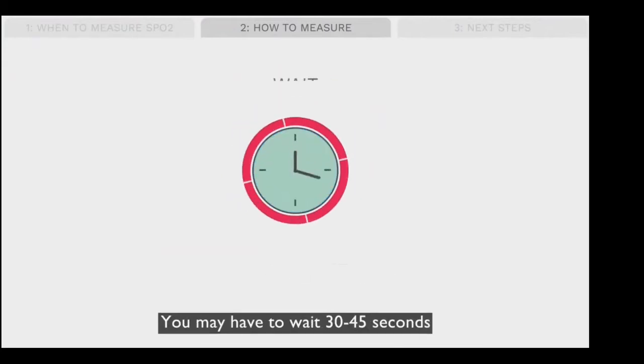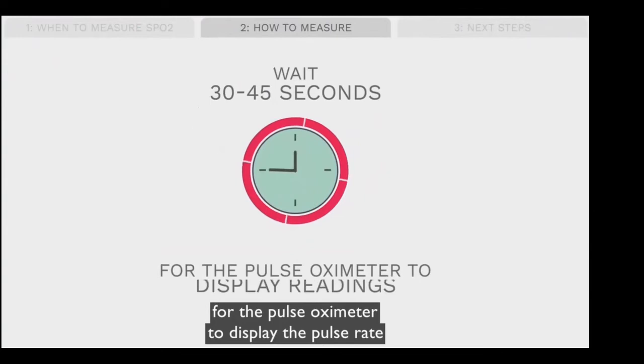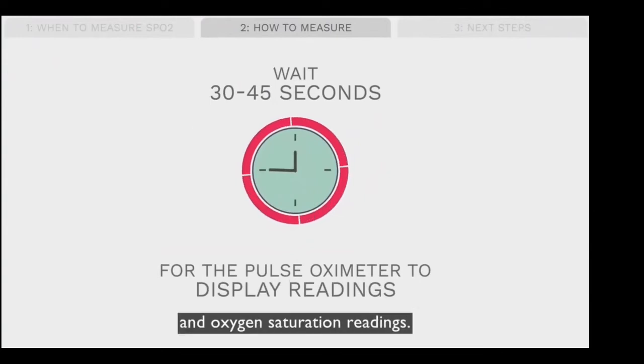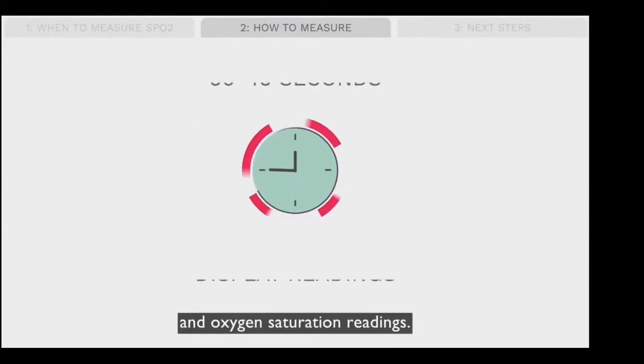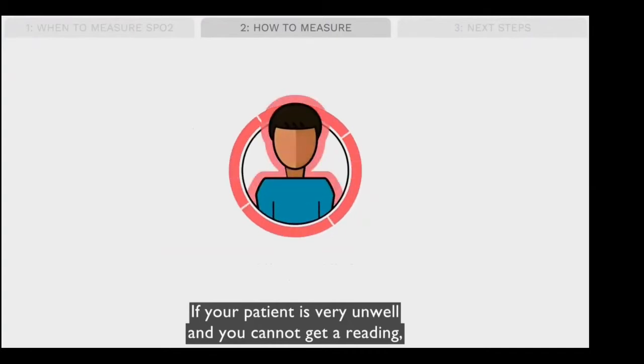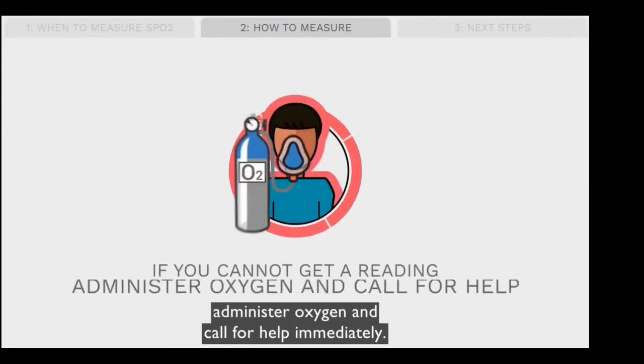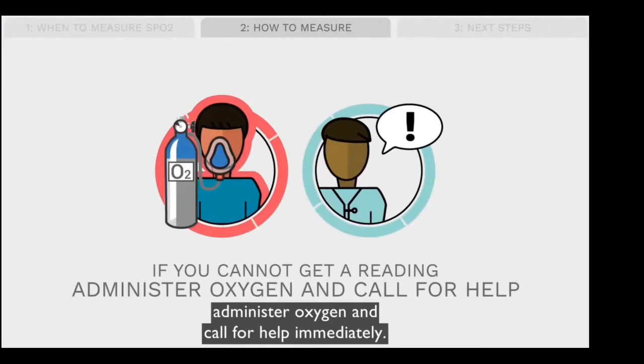You may have to wait 30 to 45 seconds for the pulse oximeter to display the pulse rate and oxygen saturation readings. If your patient is very unwell and you cannot get a reading, administer oxygen and call for help immediately.